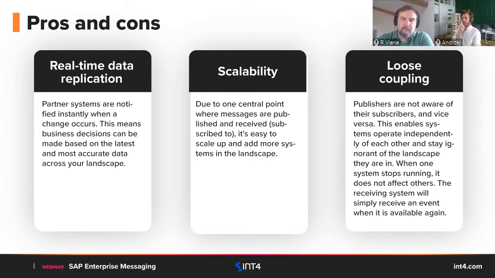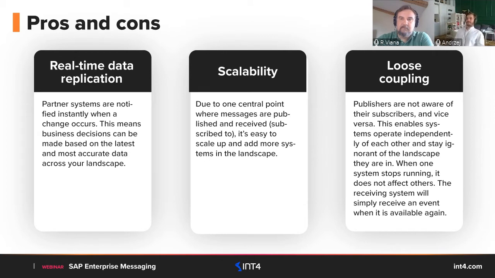And loose coupling, as we mentioned, is asynchronous messaging. Subscribers are not aware of publishers and vice versa. So whenever, for example, your subscriber system is down, it doesn't affect the whole landscape, right? The events are still being published, but distributed to the systems that are up, not to the systems that are not up.